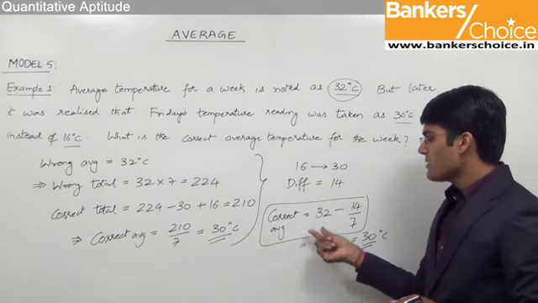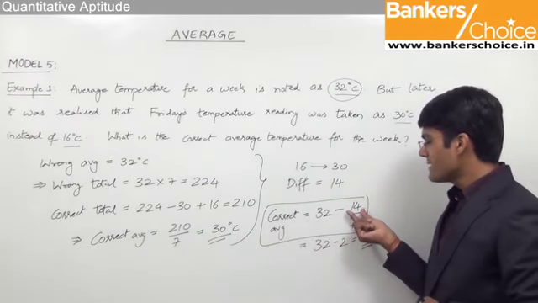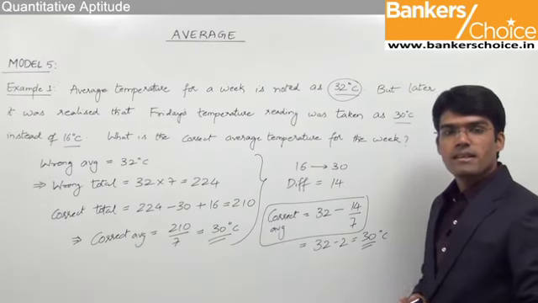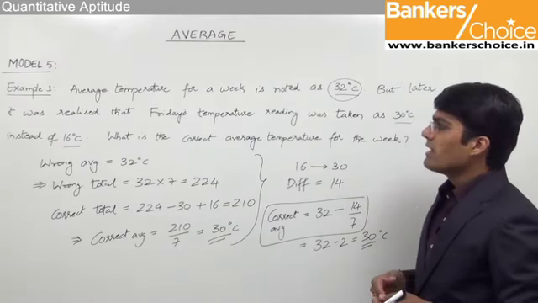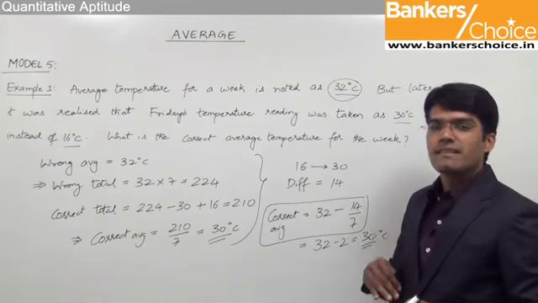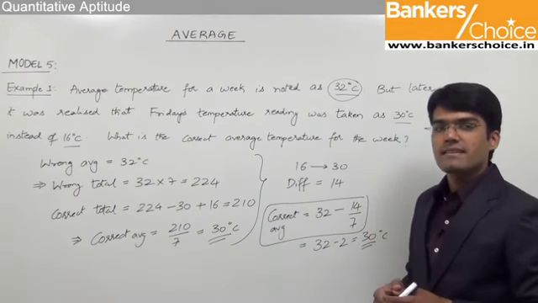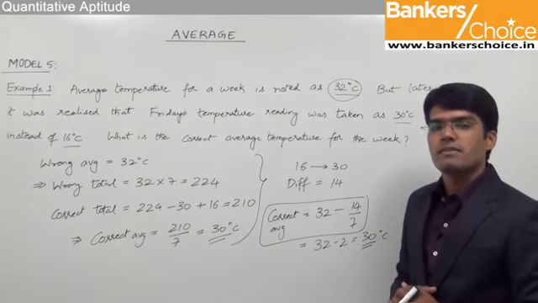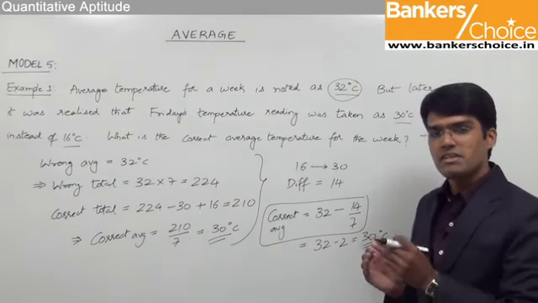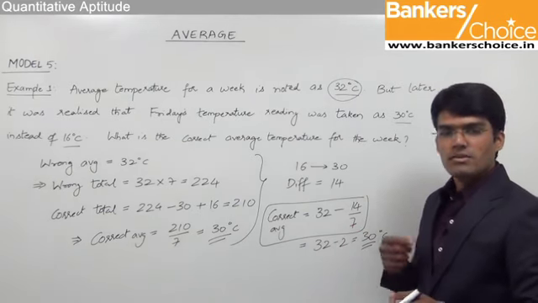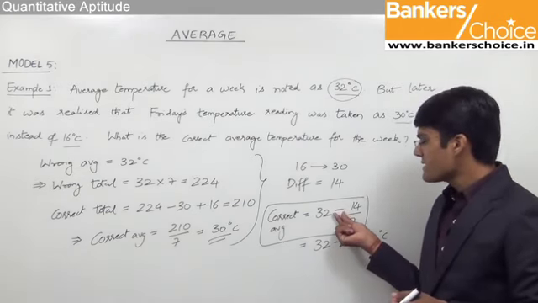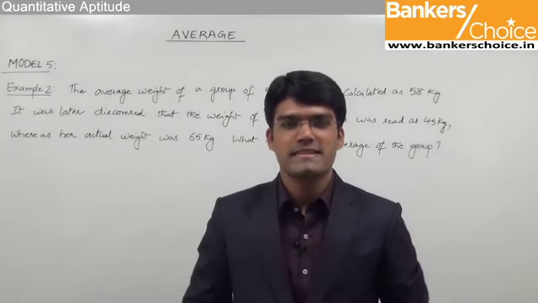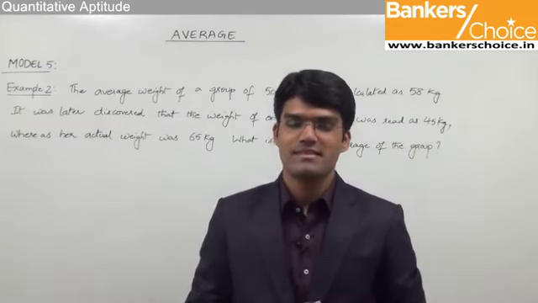So the correct average will be equal to the wrong average minus the difference of the values divided by the number of elements. Similarly, suppose one of the readings is taken lesser than the actual value. In that case, the wrong average which is calculated is lesser than the correct average. So to find the correct average, we need to add the difference. So in that case, we should take plus instead of minus. Let us now take another example based on the model that we have just discussed.